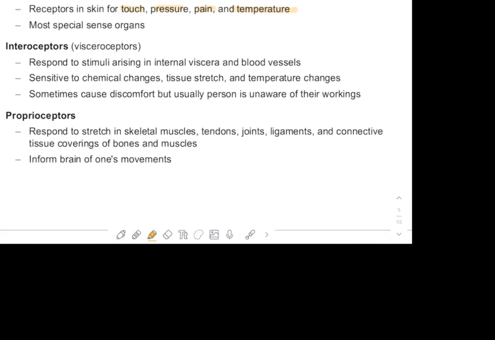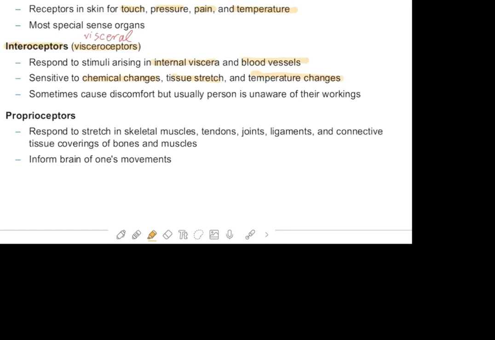So the location could also be an interoceptor, which could also be called a visceroreceptor, which means visceral. So we're talking about a deep organ. And there's a stimulus in the internal viscera or blood vessels, sensitive to chemical changes, tissue stretch, temperature changes.